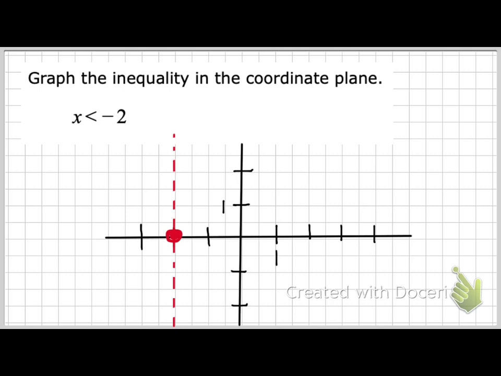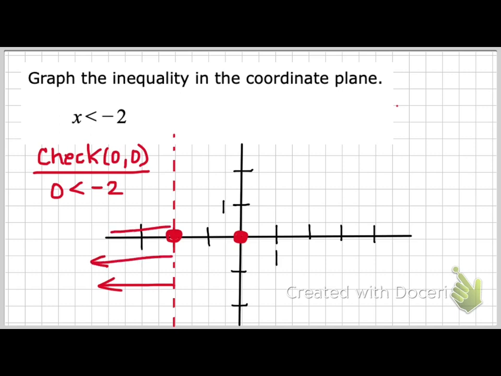And again, thinking of this 0, 0 point here, is 0, 0 part of the solution? We are going to check if 0, 0 is part of the solution. And then the question is, is 0 less than negative 2? No, it's not. So that's not part of the solution. Therefore, everything on the other side of this barrier is part of the solution. So any point that I choose over here would be part of the solution.